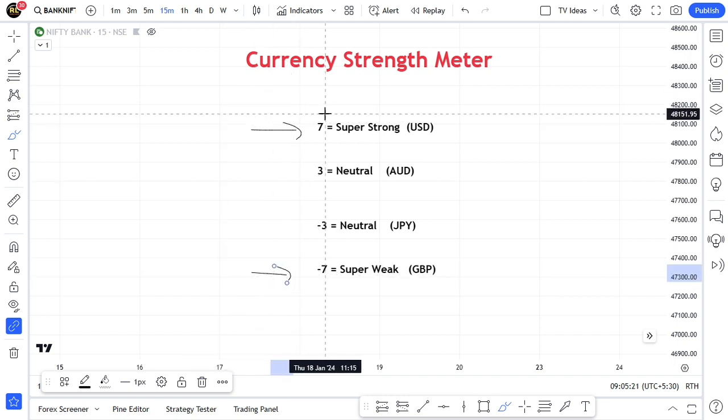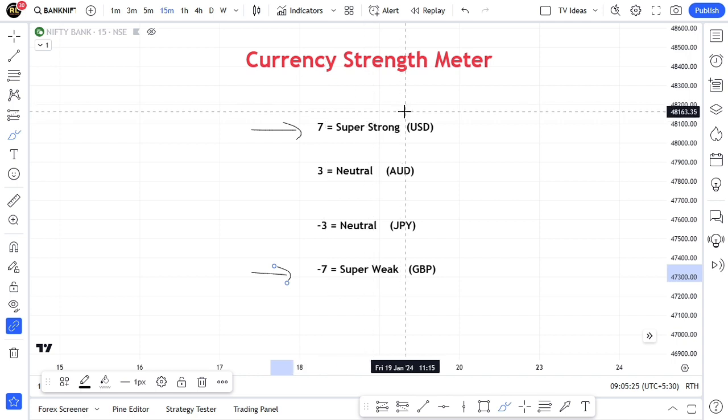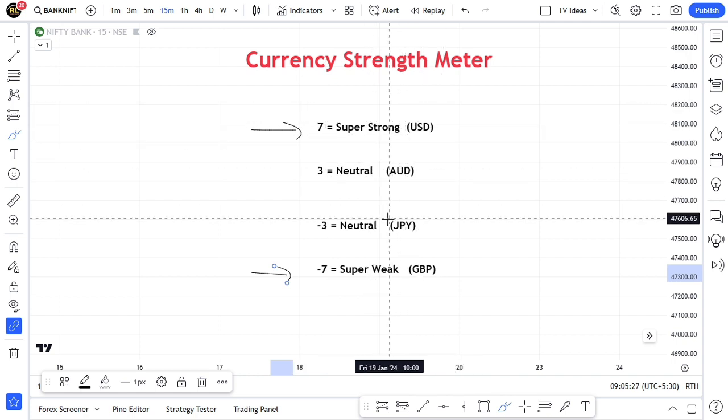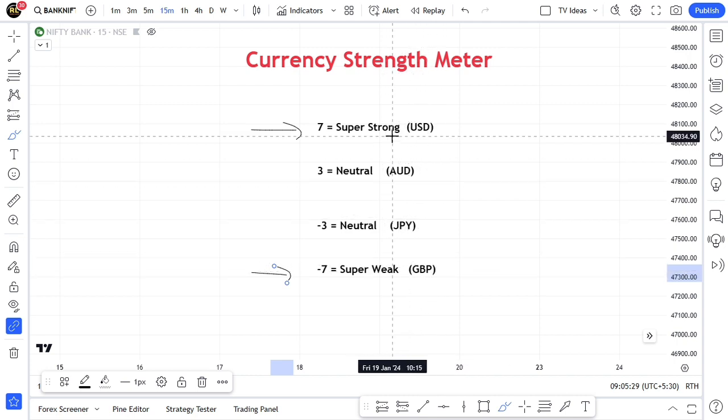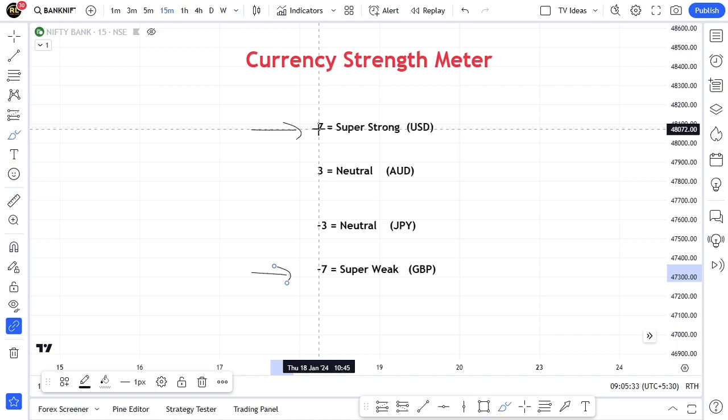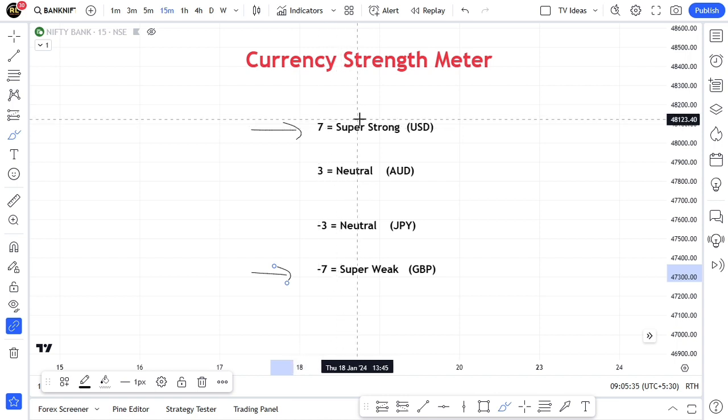7 stands for a currency which is super strong. For the moment, please ignore this USD, AUD, JPY and pound. Okay, just understand the basics. So 7 stands for a currency which is super strong. Super strong means a good buying is going in that currency.